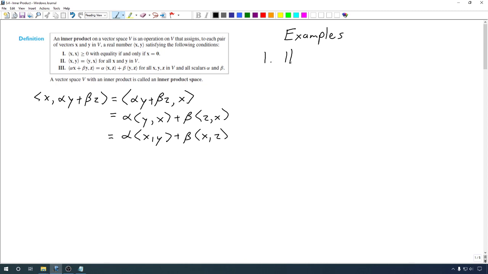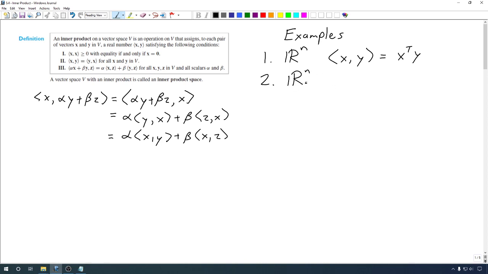So our first example will just be Rn. Rn specifically with the inner product x comma y, the inner product of x and y will just be x transpose y. Just our normal scalar product in Rn. That is an inner product. It satisfies these conditions. We're good. You can, in some ways, call it the standard inner product in Rn.